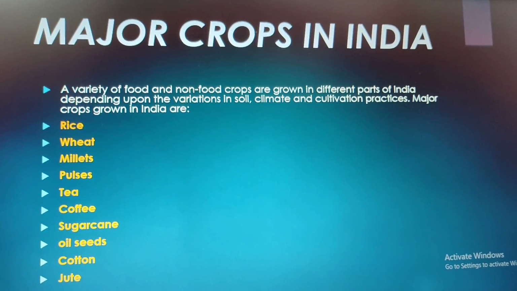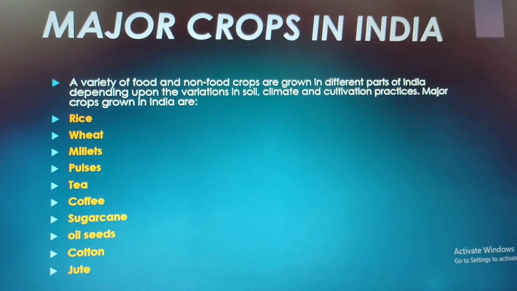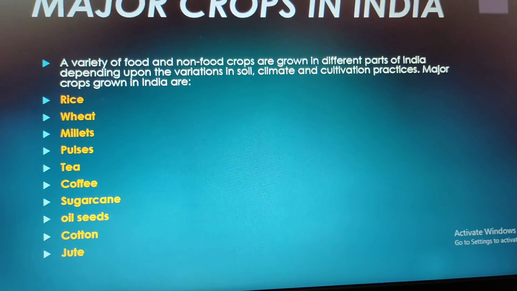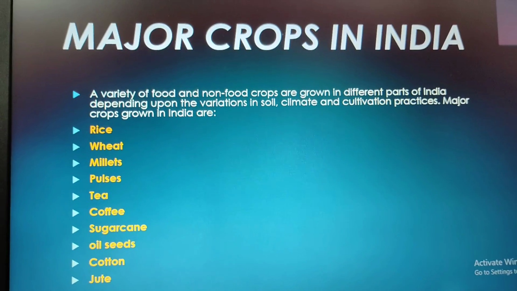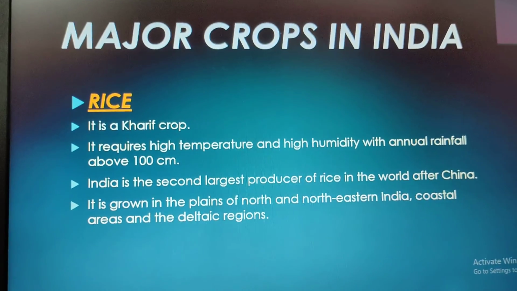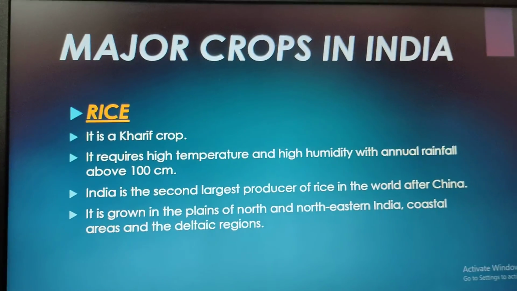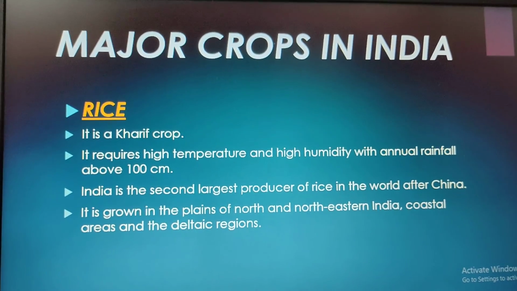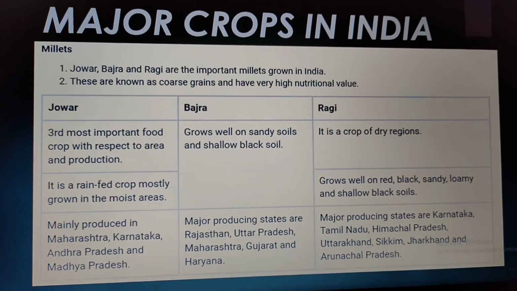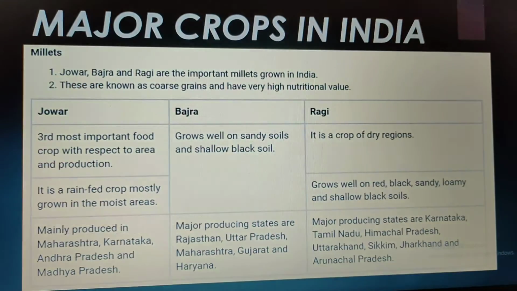So these are the kind of crops which we are talking about. These are grown in areas wherever they find the climate suitable for it. Major crops in India. Now, we'll be talking about them in detail: rice, wheat, millets, that is jowar, bajra, and ragi, maize, and pulses.